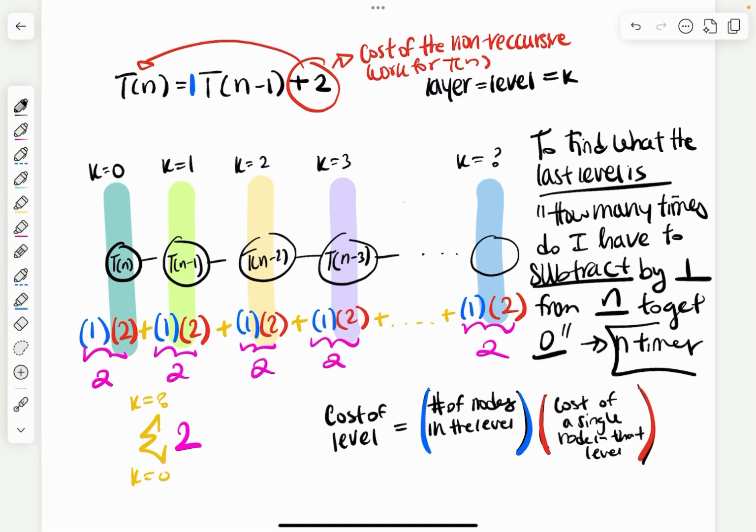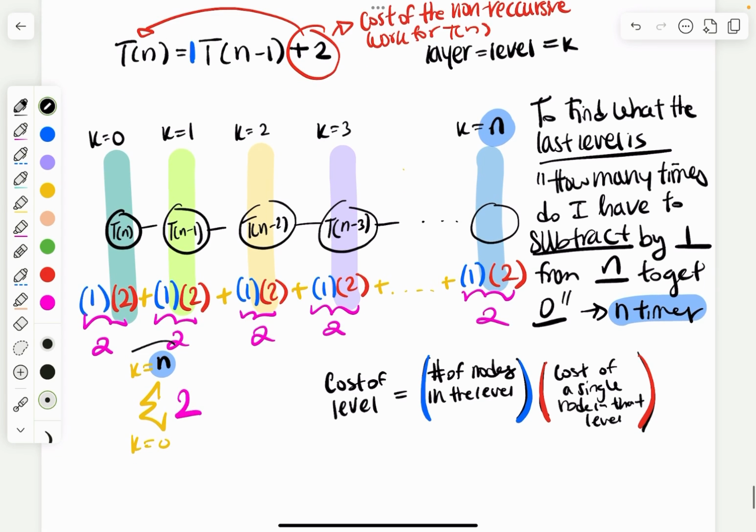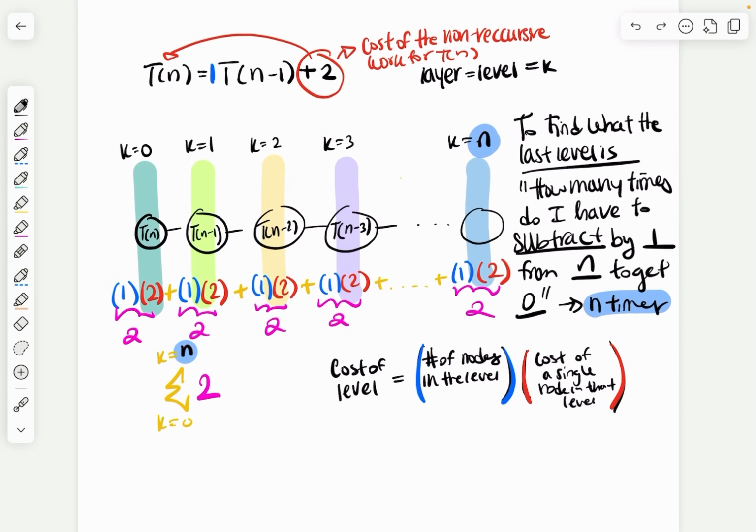So this answer is your last layer. It's going to be, well, where's my highlighter? What color do I use? Blue? This here is going to be n. That's what we found. So now it's just a series thing. Okay, so then from there, this is the interesting part. You have to know your series.